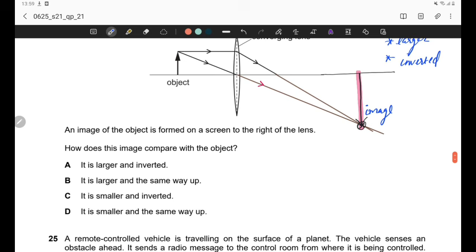Option A says the image is larger and inverted. That is true. Therefore, the correct answer is option A. Anyway, we can see the other options. Option B says it is larger. That is correct. And the same way up? No, it is inverted, upside down. So option B is wrong. Option C says it is smaller and inverted. It is inverted, but it is larger, not smaller. Option D says it is smaller. Again, that is wrong. And the same way up. Both the points about option D are wrong. Therefore, the correct answer is option A.